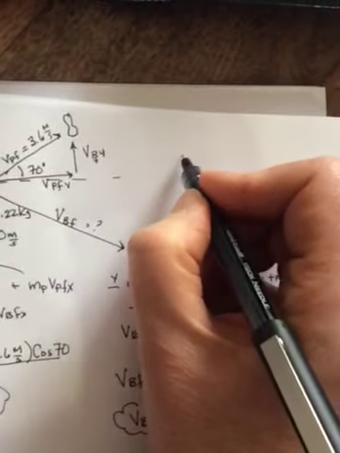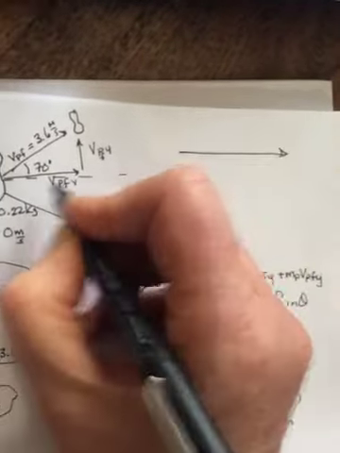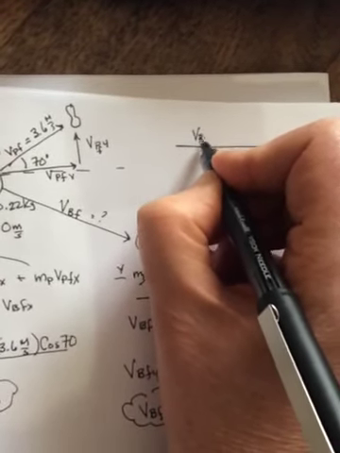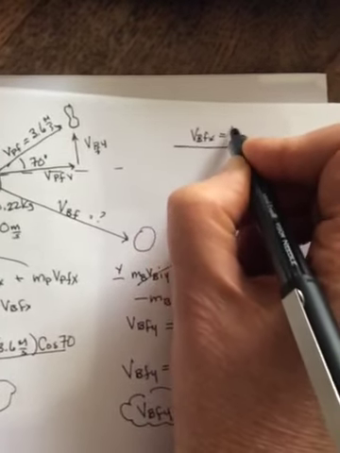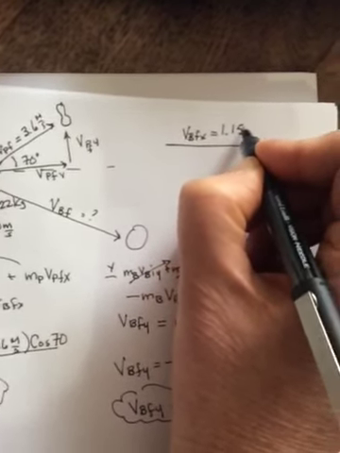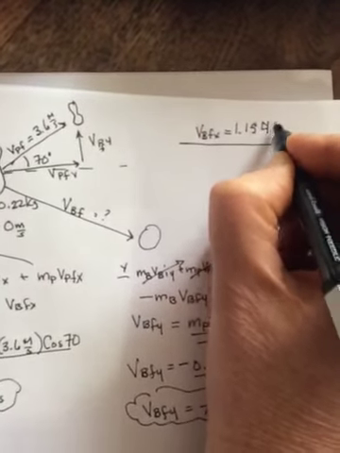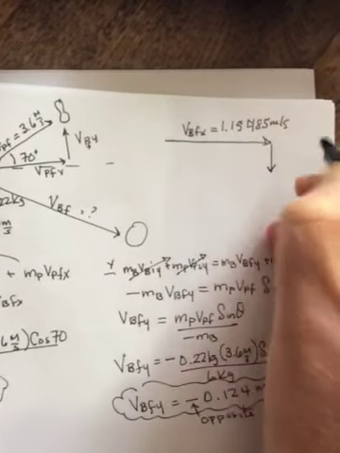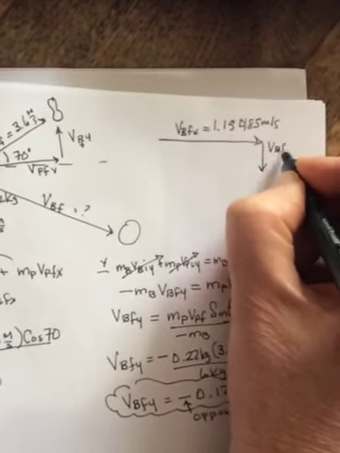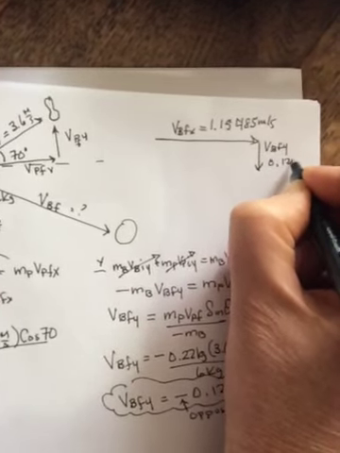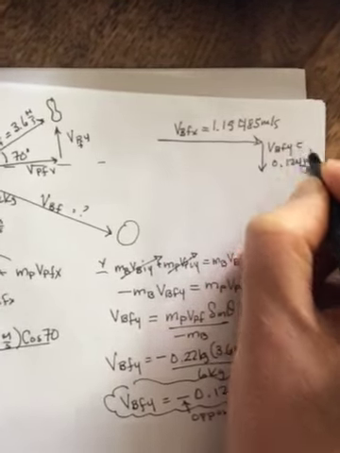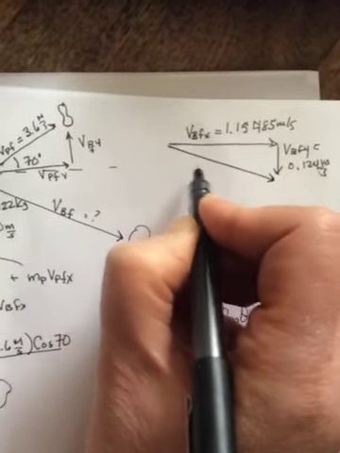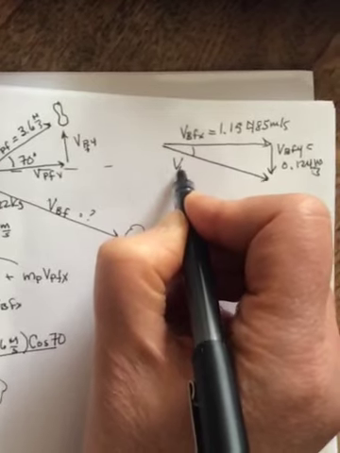So up here, if we were to redraw this, and I'm just going to do it beside the diagram so I don't make the diagram too messy. This is our v of the ball final x, which was 1.15485, I think, meters per second. And this is our y, which is significantly tinier, v of the ball final y, 0.124 meters per second. And of course the negative disappears because the negative just meant its direction and we just drew it in. So this is v of the ball final.